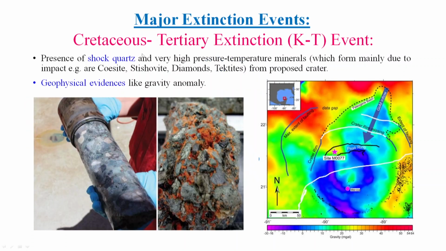Then there are also evidences from the presence of shocked quartz and very high pressure and temperature minerals like coesite and stishovite, and some presence of diamonds and tektites that were reported from the site of this crater. There are also geophysical evidences, like a gravity anomaly pattern showing much lesser gravity with respect to the surrounding zones, and this is also circular to subcircular in nature. So you can directly say that definitely there was a meteoritic impact.